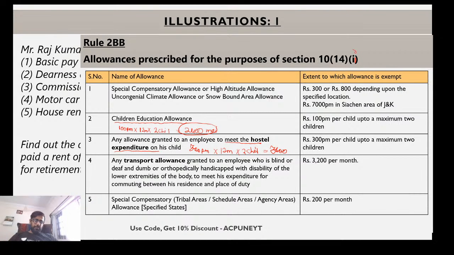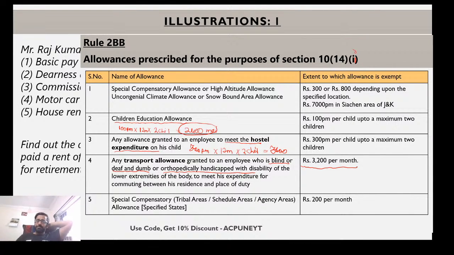Now, transport allowance is allowed only to handicapped persons. So who are handicapped persons? A person who is blind, deaf and dumb, or orthopedically handicapped with disability. Is it clear? So here the government provides them big relief, that is 3200 rupees per month.